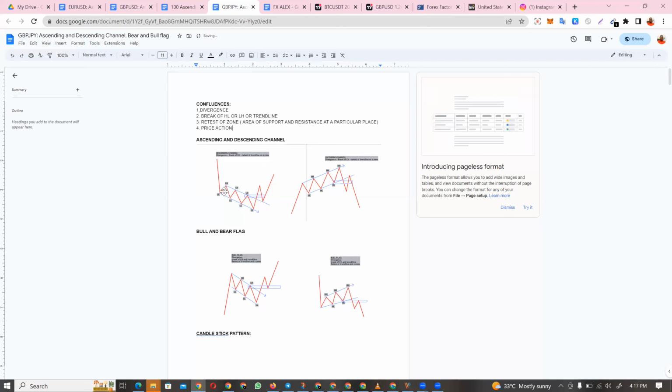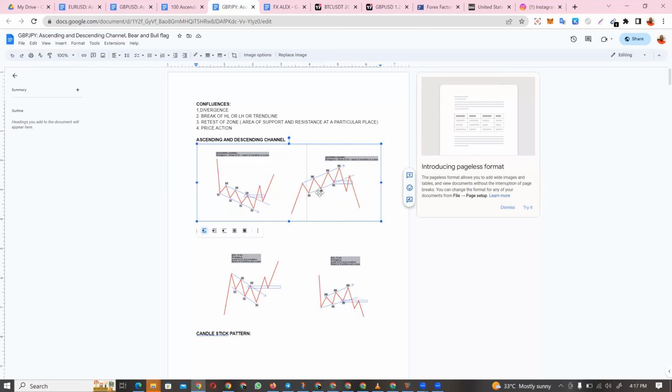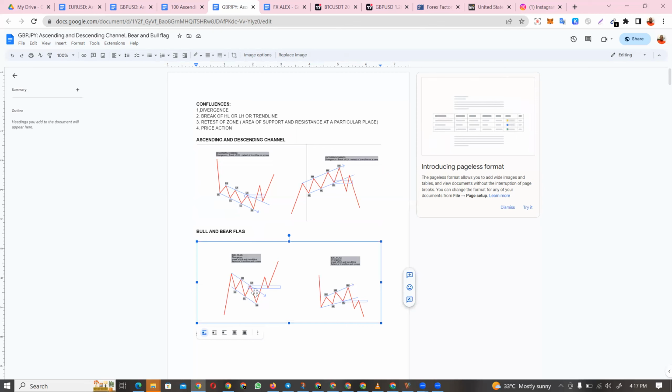So what is this? Ascending and descending channel. This is bullish divergence. Wonderful. And this is bearish divergence. You see how I just explained it to myself. This one is a bull flag. Yeah, this is a bull flag. And this is a bear flag.